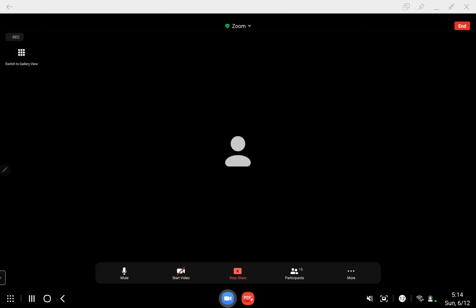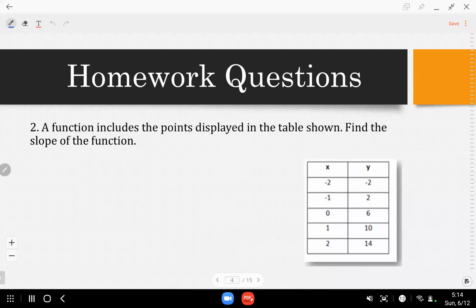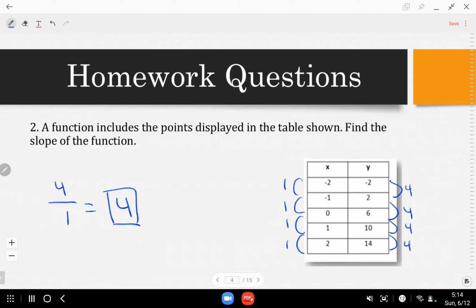Okay, so let's look at this question. A function includes the points displayed in the table shown. Find the slope of the function. This is quite easy. What you need to do is find the common difference between these points. The common difference in the x is 1, and the common difference in the y is 4. Since slope is basically change in y over change in x, it's going to be 4. The slope is 4. Let's do this one.